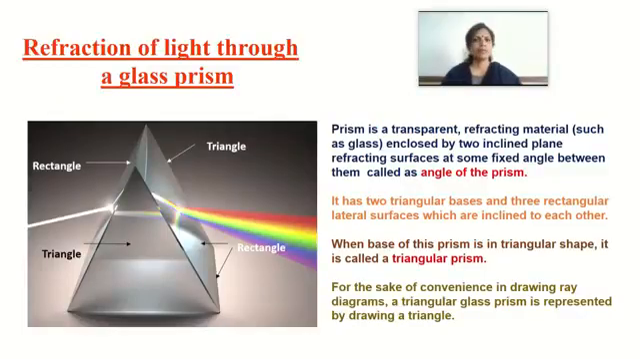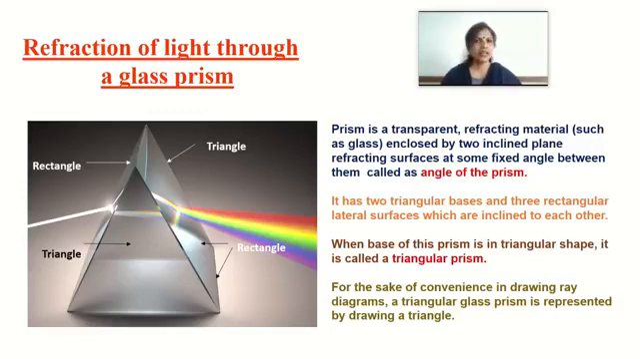Children, the image of the prism is flashing there on the screen. Please have a look at that. Many of you must have seen it earlier also. Let's understand what a prism is. A prism is a transparent refracting material which is enclosed by two inclined plane refracting surfaces, and these two surfaces are fixed with some angle between them, and that angle is called the angle of prism.